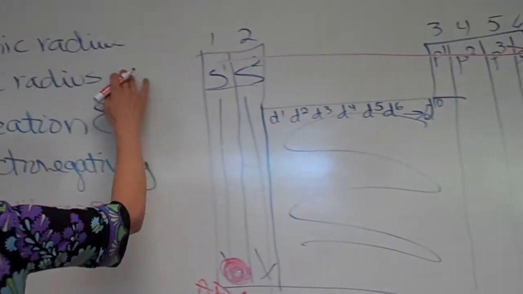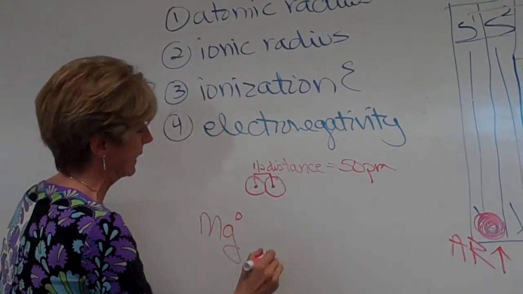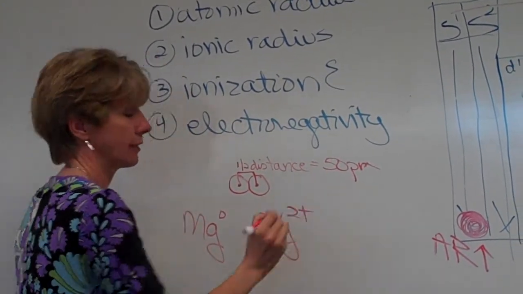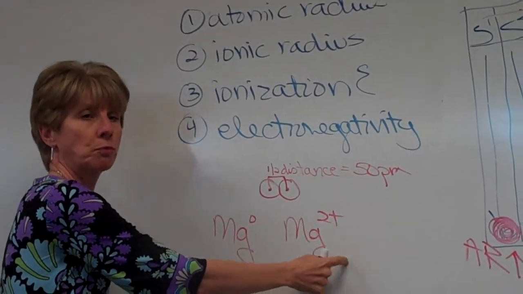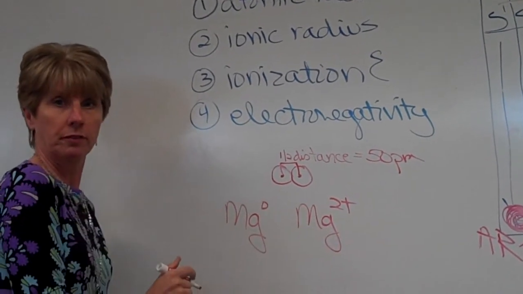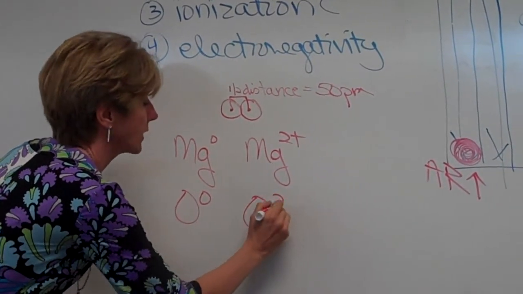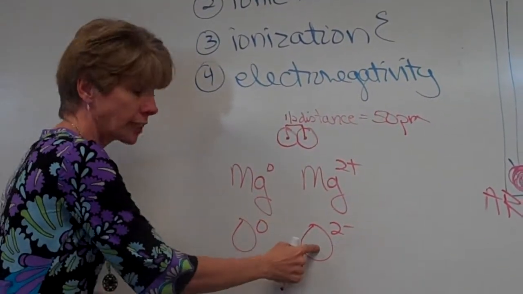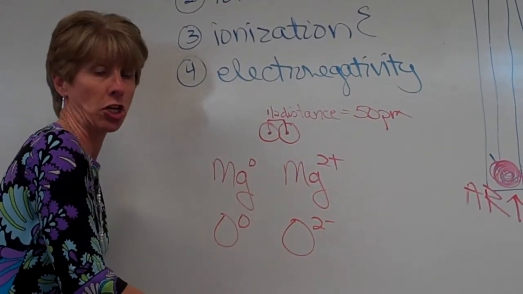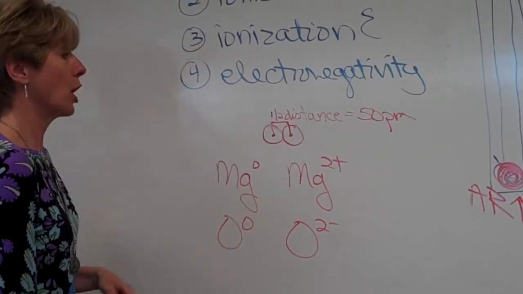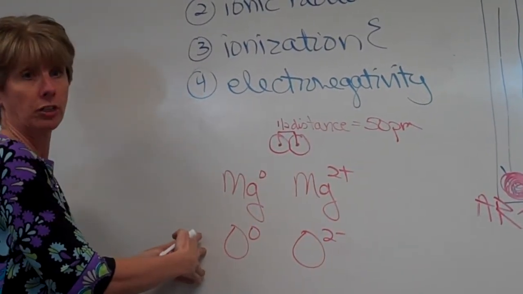Now ionic radius has to do with the following. What's the difference between a magnesium atom and a magnesium ion? The ion is smaller. Positive ions are smaller than their atoms. But what about oxygen versus the oxide ion? The oxide ion is bigger because when something gains electrons, it's going to get bigger. Okay? So positive ions are smaller, negative ions are bigger.